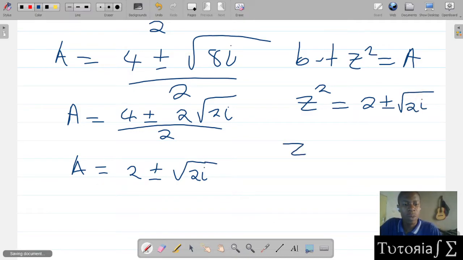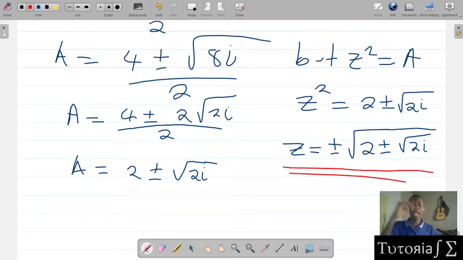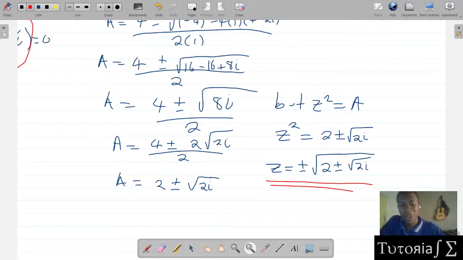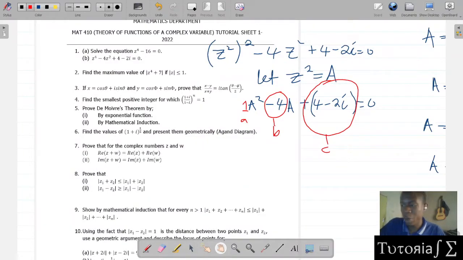of which z will be equal to plus or minus root of 2 plus or minus root of 2i. Quite an interesting answer there. So this will be your z, and as you can see we have four answers there. So that is how you find your z, and that is your question 2. I promised not to solve the entire question, but I got tempted. But that is how you're supposed to approach question 2.